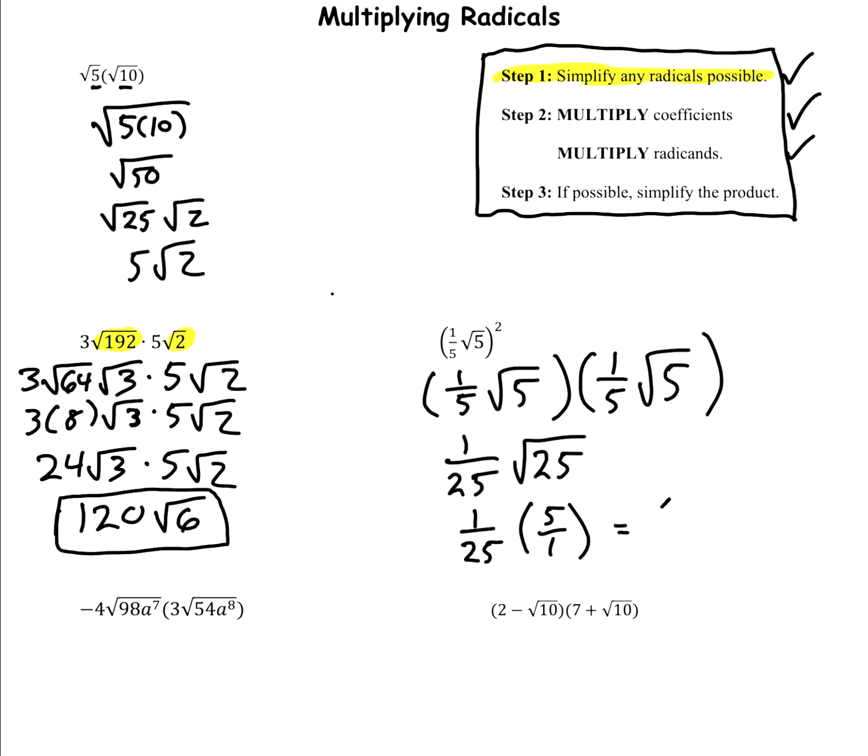That equals 5 over 25. Continue to simplify one more step. That would be 1 over 5. All that work just to get 1 over 5. Let's do the next two.